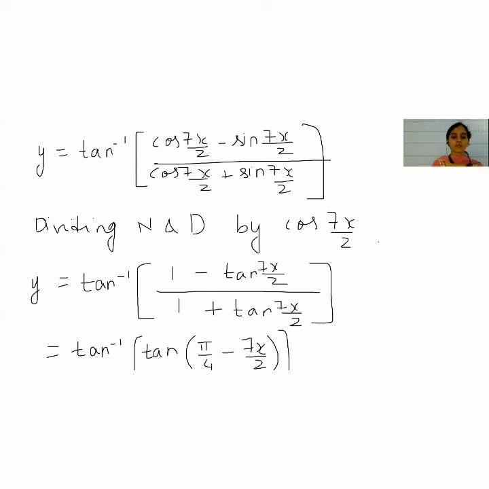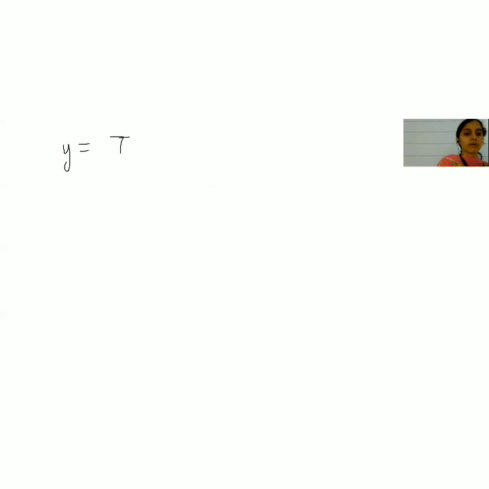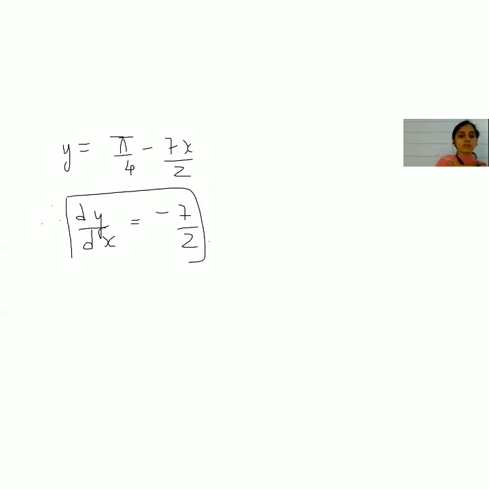We have done this method just in one of the sums previously. You can check that also. Okay, what is tan inverse of tan? It is theta. So we have y is equal to pi by 4 minus 7x by 2. Therefore, dy by dx is equal to minus 7 upon 2. Okay, here we complete question 7, the ninth sum.